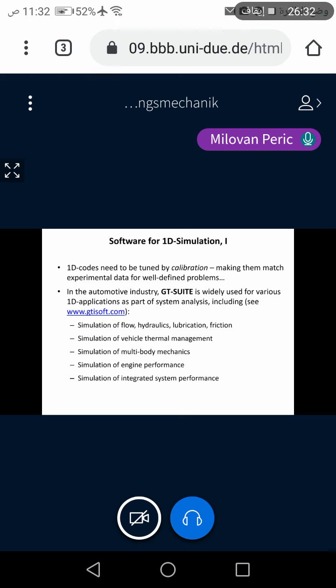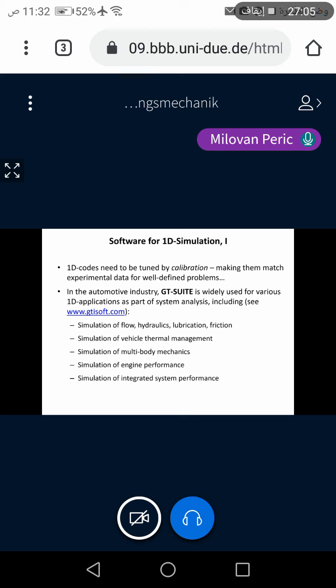One is GT Suite that comes from the Gamma Technologies company. It's used to simulate flow, hydraulics, lubrication, friction, and so on, especially for vehicle development, thermal management, and so on, but also for powertrain and hydraulics. And they use it also nowadays for multi-body mechanics, for engine performance simulation, and so on.